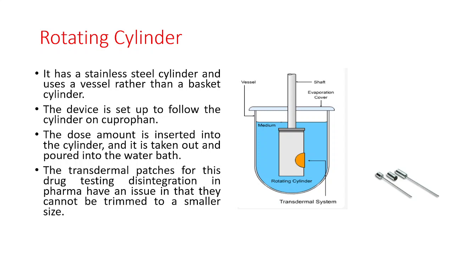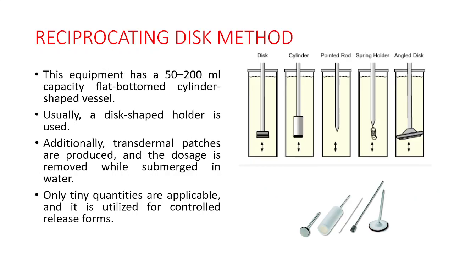The next model is the rotating cylinder. It has a stainless steel cylinder and uses a vessel rather than a basket cylinder. The dose amount is inserted into the cylinder and it is taken out and poured into the water bath. The transdermal patches for this drug testing have the issue that they cannot be trimmed into smaller sizes.